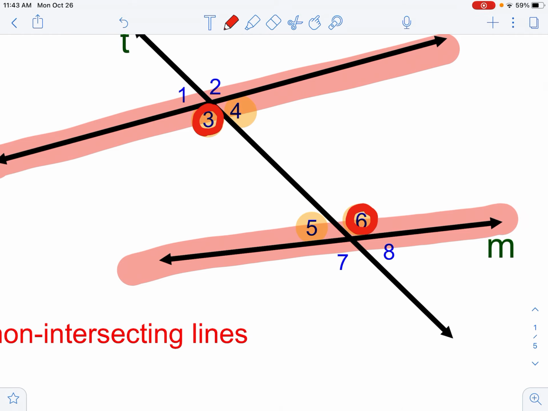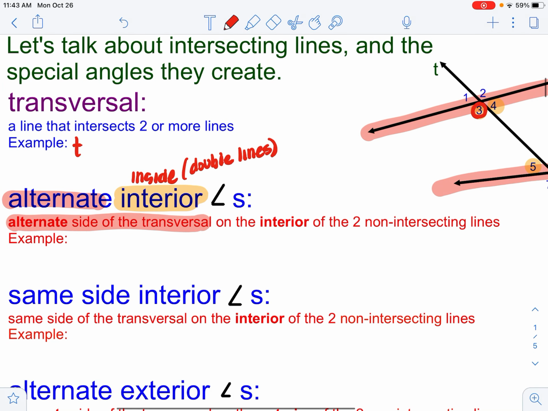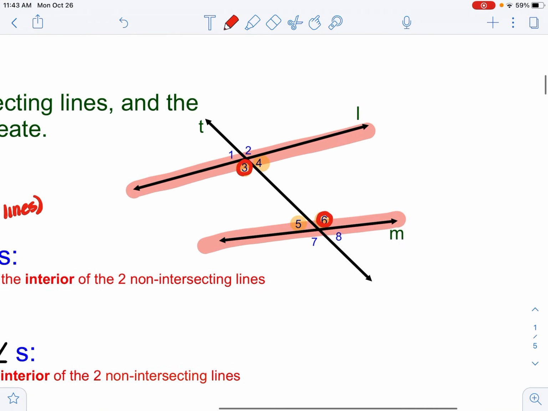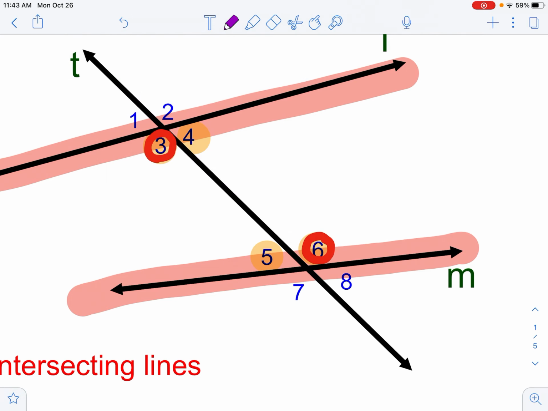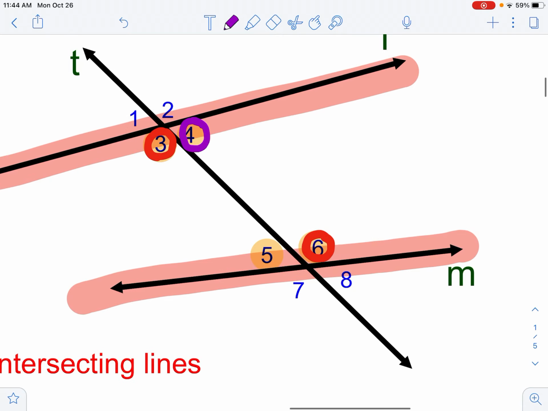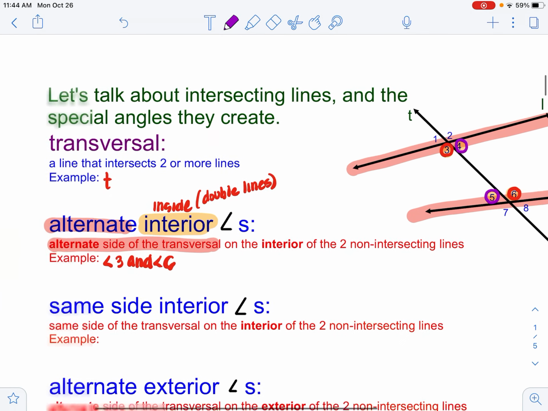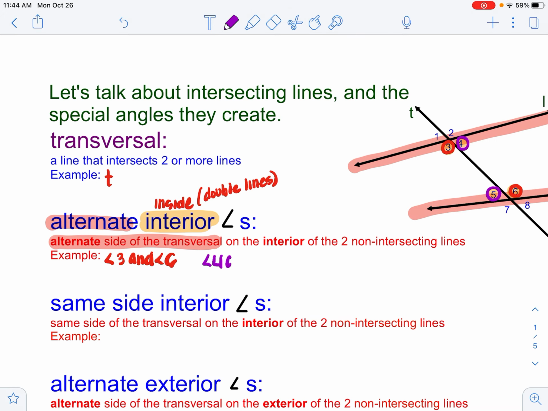So if you look at this, these are alternate interior angles. They are on the inside of my double lines on different sides of the transversal. So one example is angle 3 and angle 6. Are there any more examples of alternate interior angles? Yes, there are. If I would have said randomly, I'm choosing 4 first. 4 is on the inside, and then I need the alternate angle with it. So on the opposite side of the transversal is 5. So angle 4 and angle 5 are also alternate interior angles.